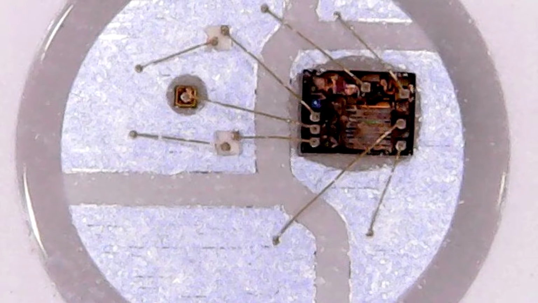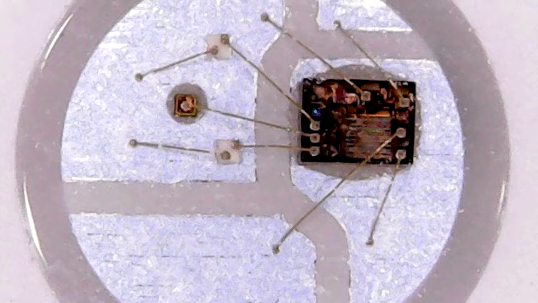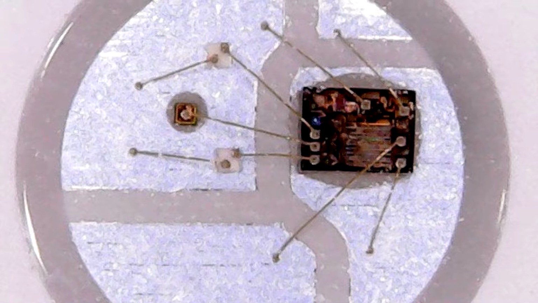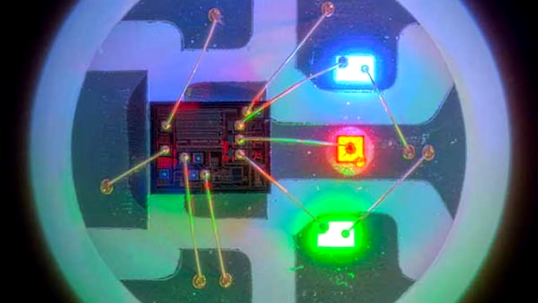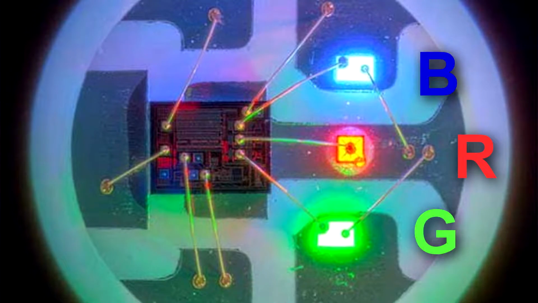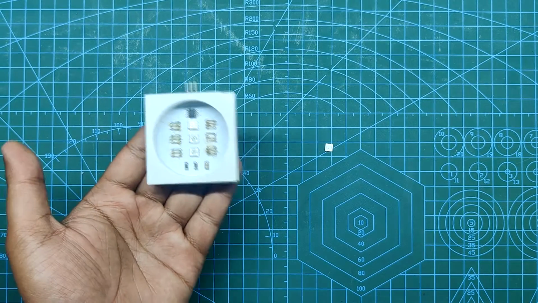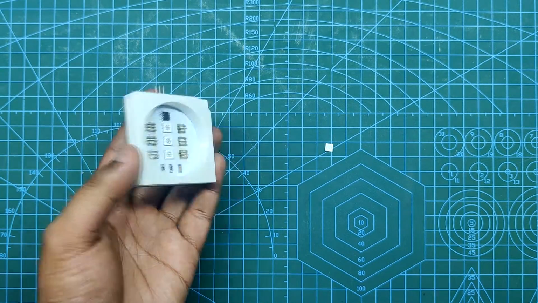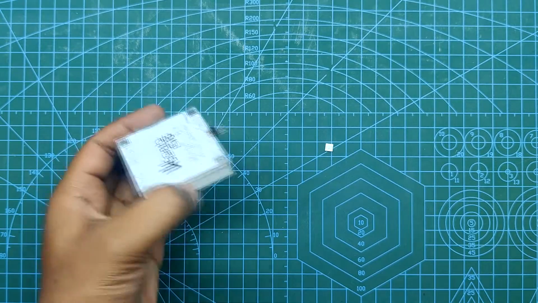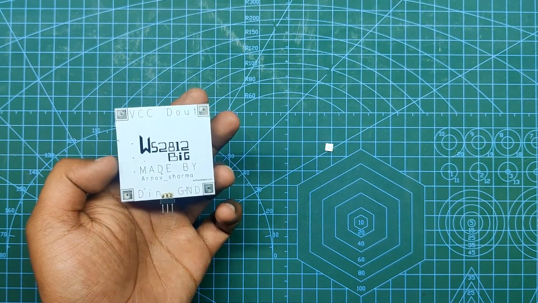A small chip of WS2811 is also present inside the WS2812 LED that is connected to R, G, and B. My goal here was to make a magnified version of this WS2812 LED that I will use in a future matrix project. So let's get started.